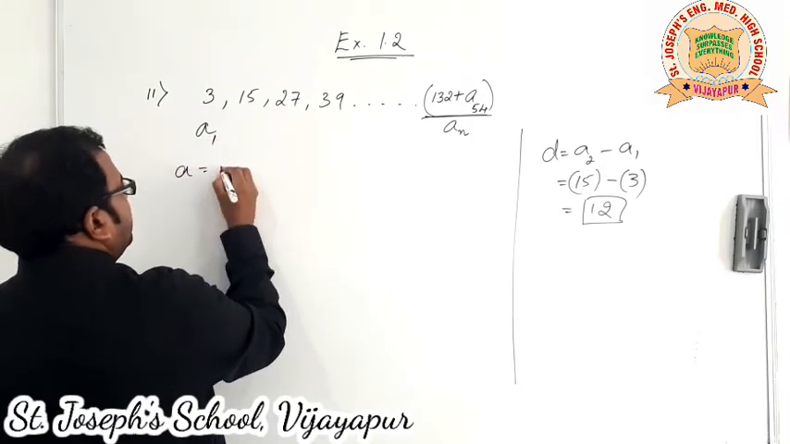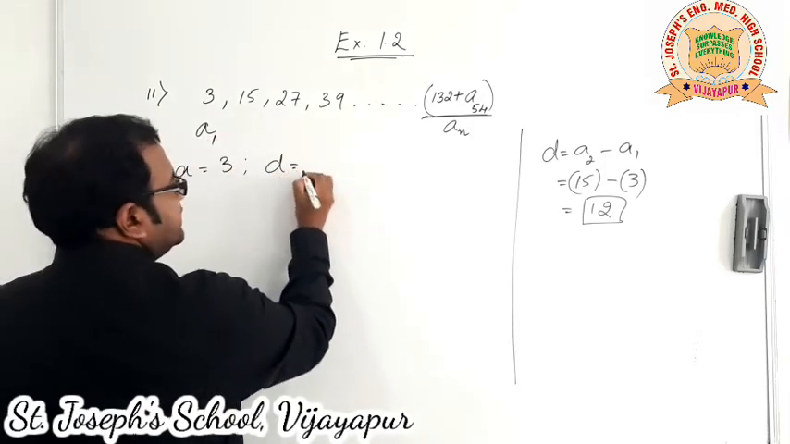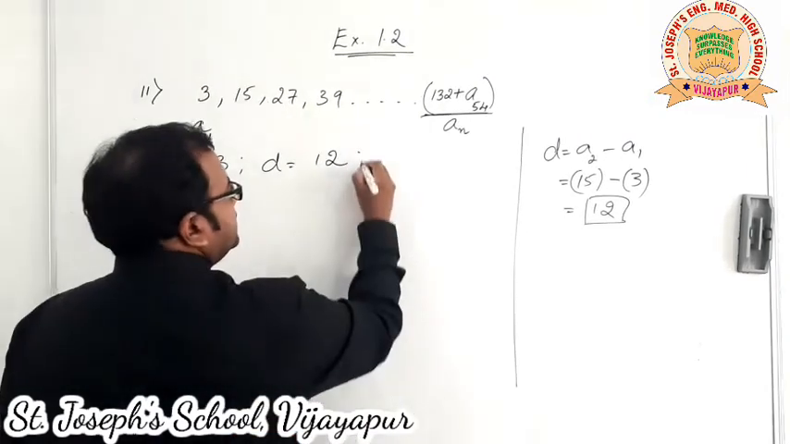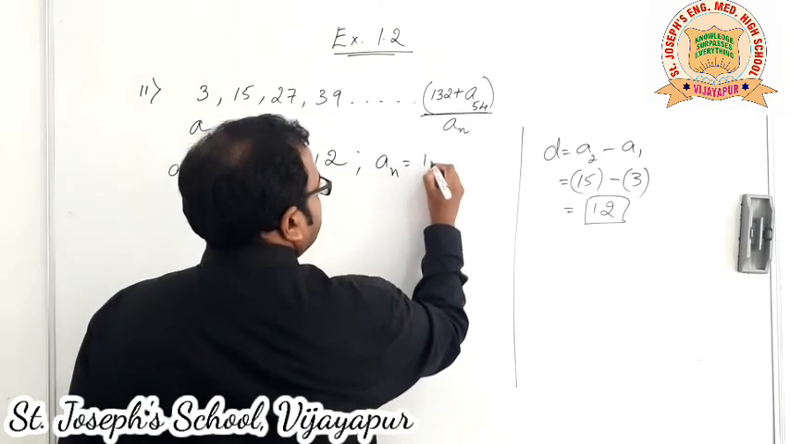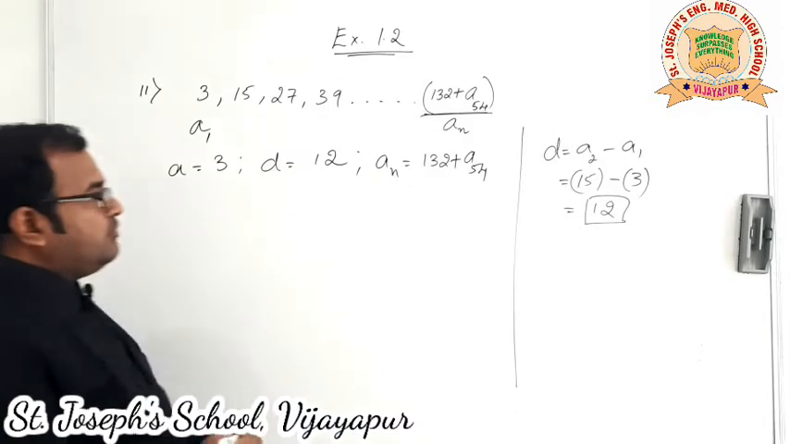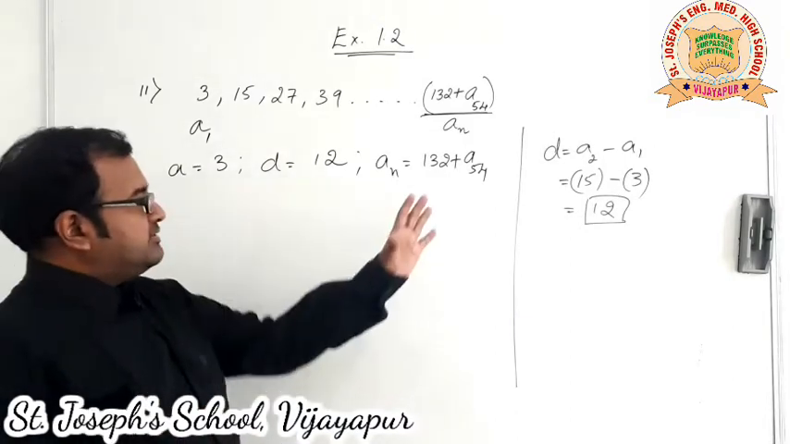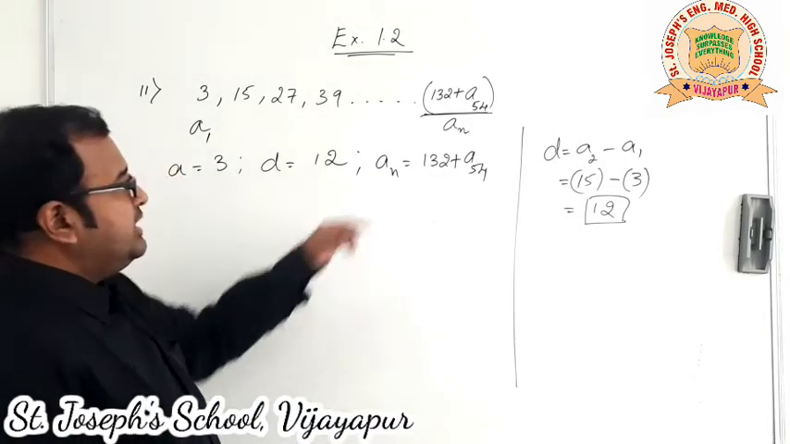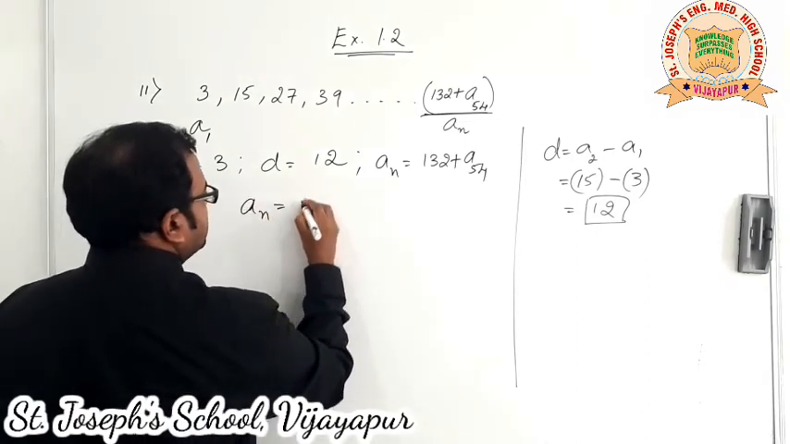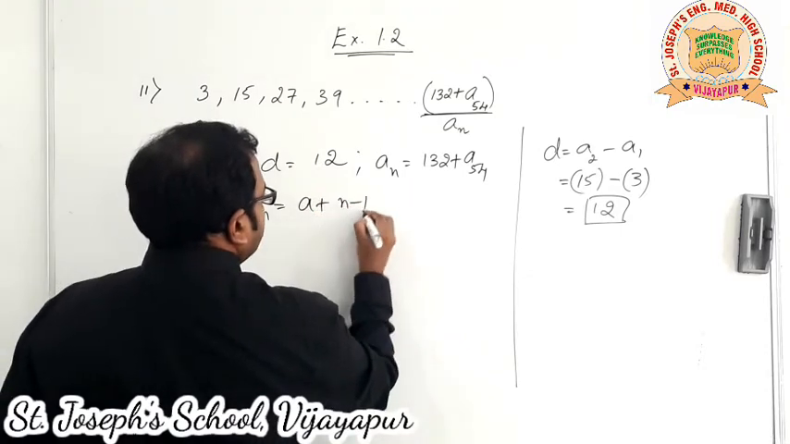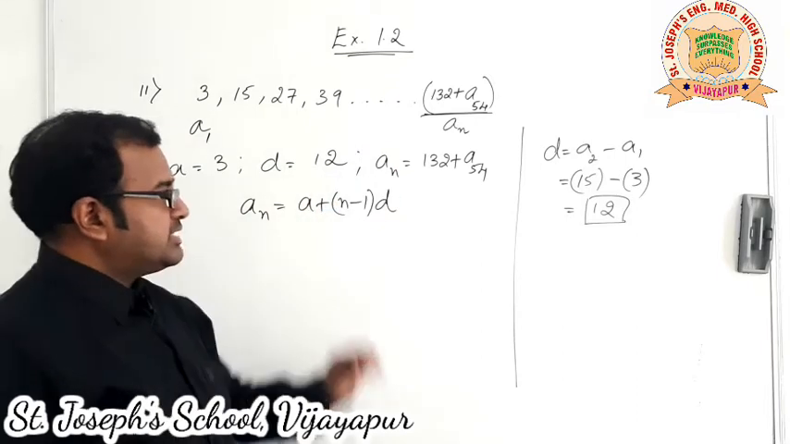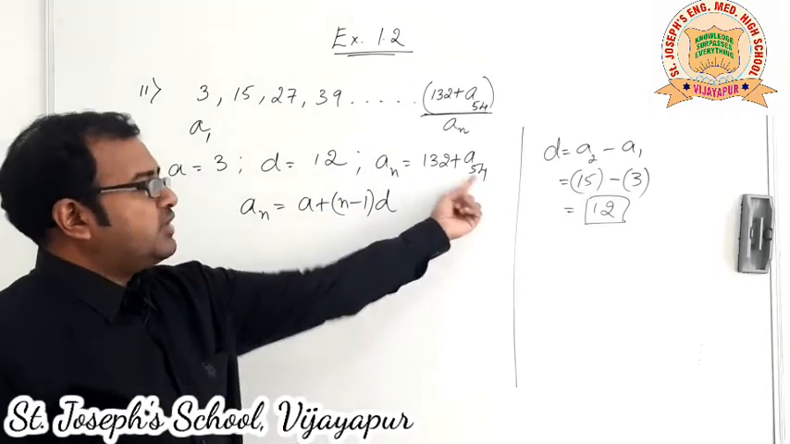A or A1 is 3, D is equal to 12, and AN, the nth term, is given by 132 plus the 54th term, that is A54. Using these things, let us try to find out the AN value. Already we know that the formula of AN is equal to A plus N minus 1 into D. So, let AN remain as AN. I will substitute these values for A54 now.